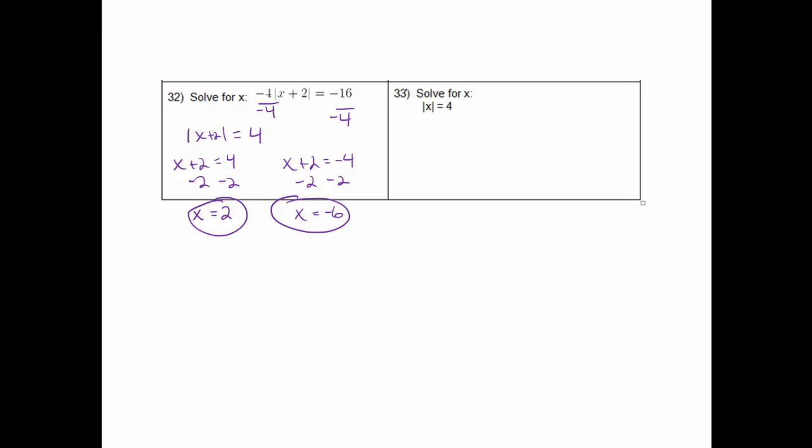All right, number 33, solve for x. The absolute value of x is equal to 4. I'm going to do similar to how we worked 32, but I don't need to divide or add or anything before I do that. I'll have two equations, x equals 4 and x equals -4, and that is it for that one.